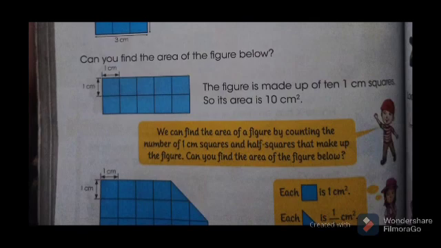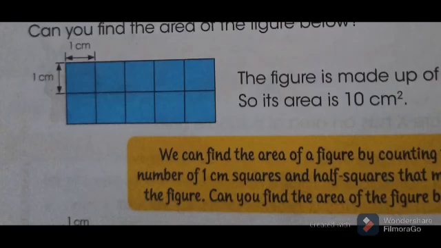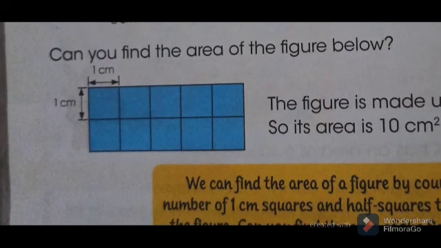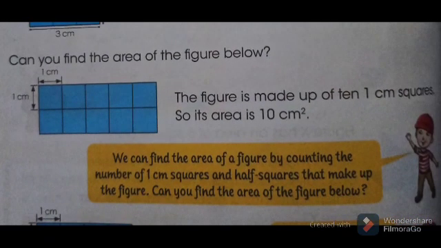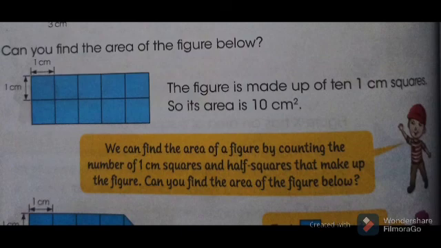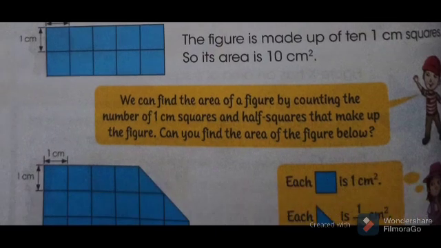Can you find the area of this figure below? Yes. It has been given that the length of each side is 1 centimeter. So first we will count the squares. 1, 2, 3, 4, 5, 6, 7, 8, 9, 10. 10 squares are making this figure. So we can say the area of this figure is 10 centimeter square.